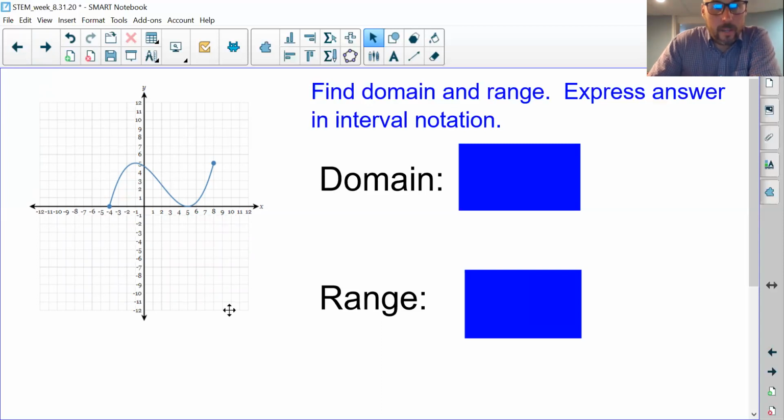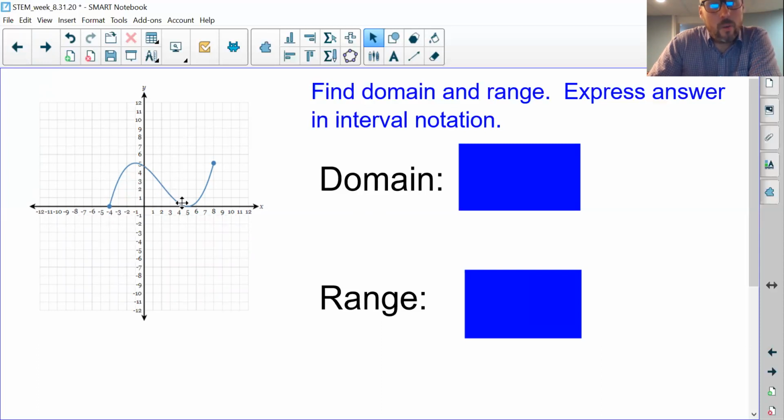Hopefully you participated and paused. Let's take a look. The domain is the x value. So I start with the smallest number. So I go as far to the left as possible. And the smallest x value is negative 4. And there's a closed circle, so it includes negative 4.